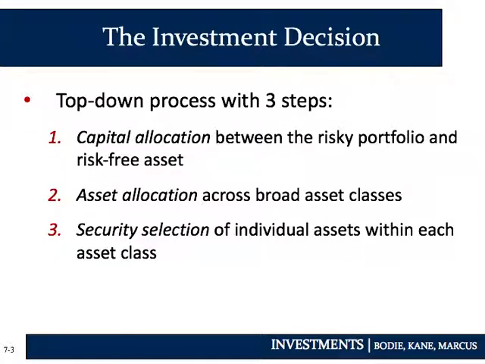Now, the third question, as we go from top down to the individual security selection, is this: now we've decided to put some portion of our portfolio into, say, stocks. Then we have to select those stocks. And so that's a security selection of individual assets within the asset allocation class, which is inside of our capital allocation, which is a breakdown between risk-free and risky portfolios.